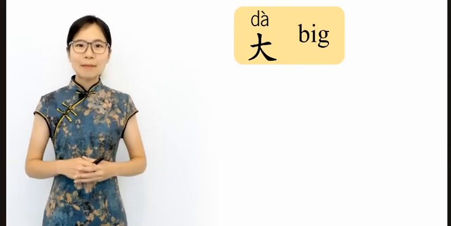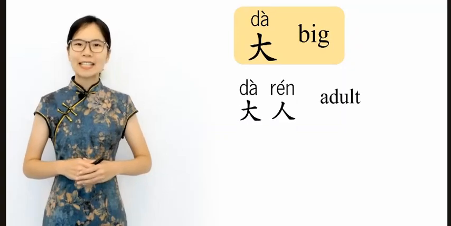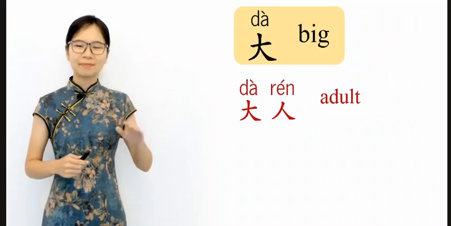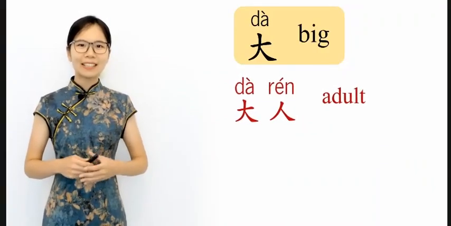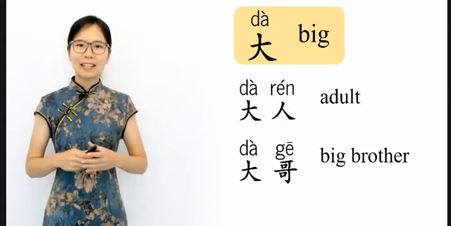Here are some example words that use the character 大. First is 大人. 大 means big, and 人 means person. 大人, a big person, in other words, an adult. 大人, adult.